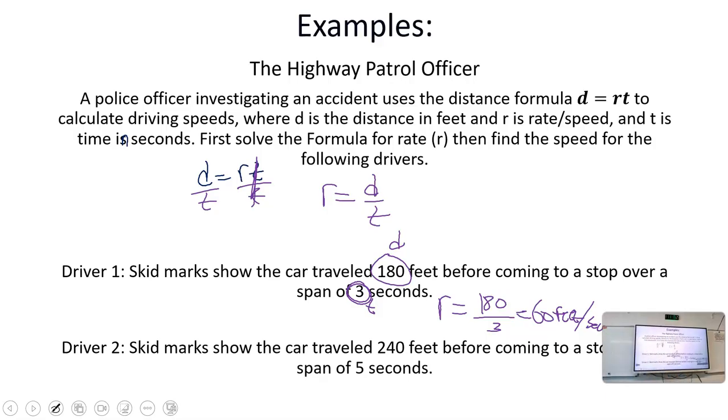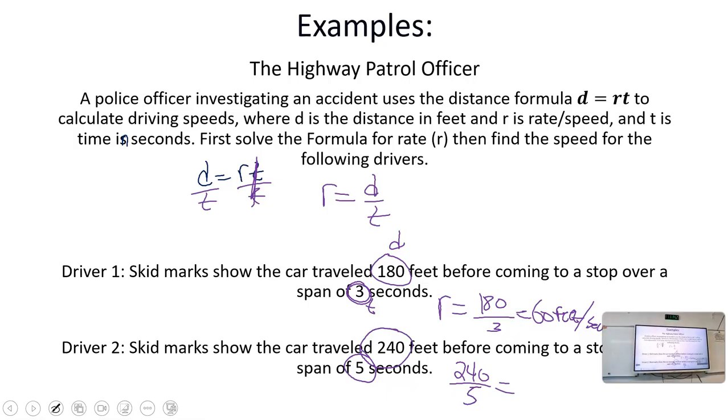Driver 2, skid marks show the car traveled 240 feet before coming to a stop over a span of 5 seconds. So here is my distance. Here is my time. So we're going to do 240 divided by 5 to figure out what our speed.